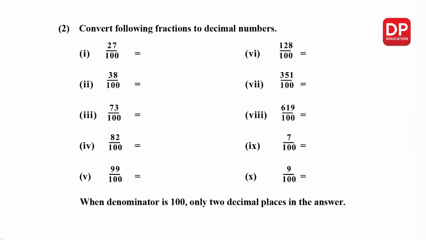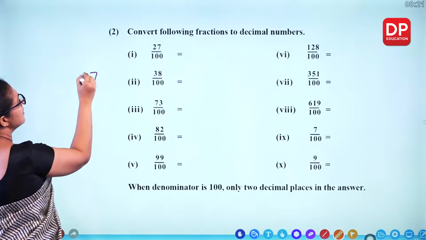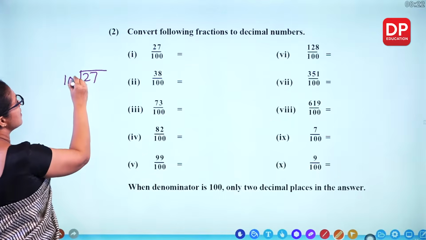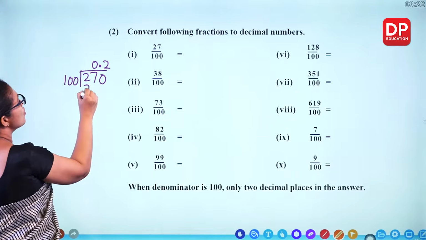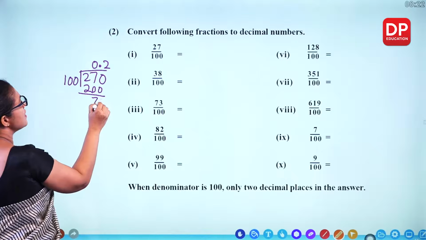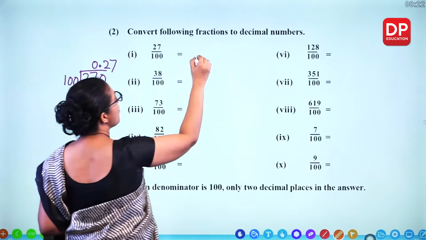Convert the following fractions to decimal numbers. This is divided by 100. 27 divided by 100. Long division. Nothing there. For 270, that's 2. 200. For 70, for 700, that's 7. 0.27.